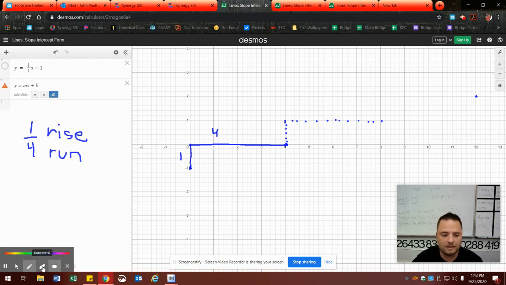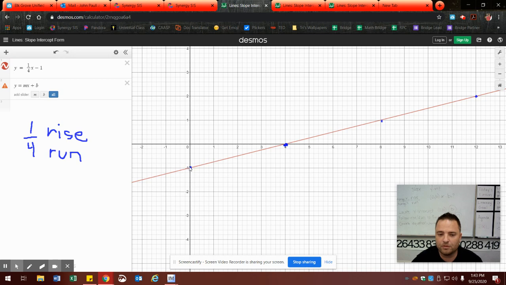So let me erase some of this stuff. Let me erase the unnecessary pieces so we can really see the line at work. Let me erase all of this except for just the points. Now, if I activate this line, you'll see that the line that's created includes all of these points.